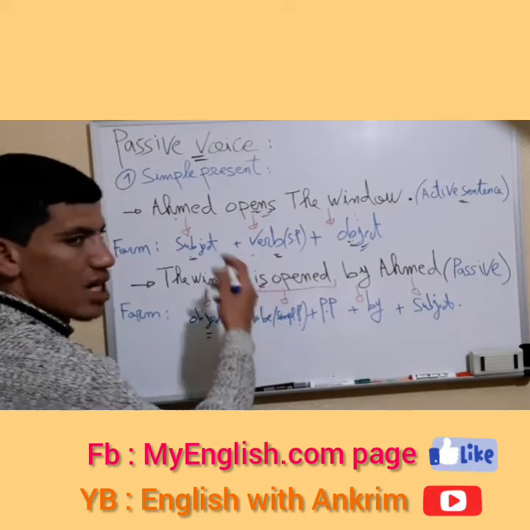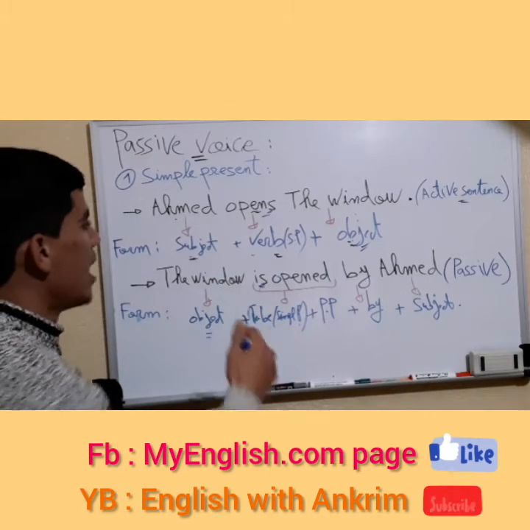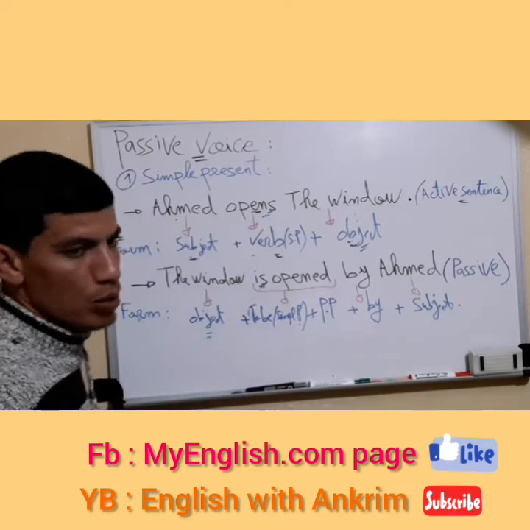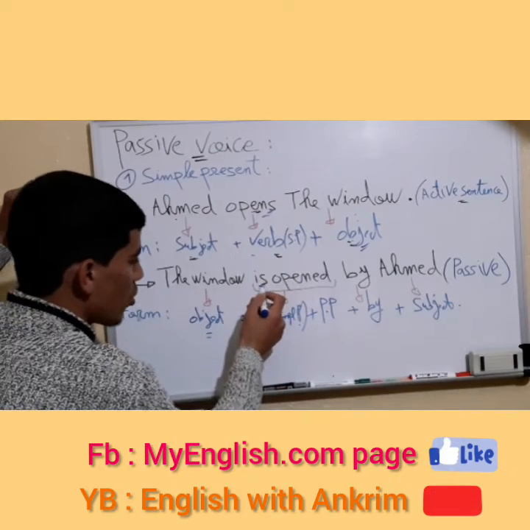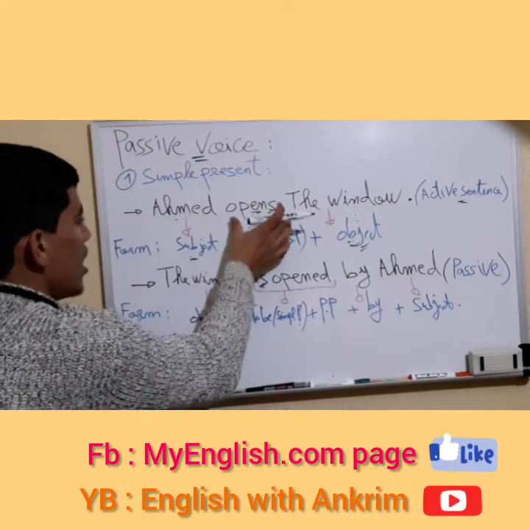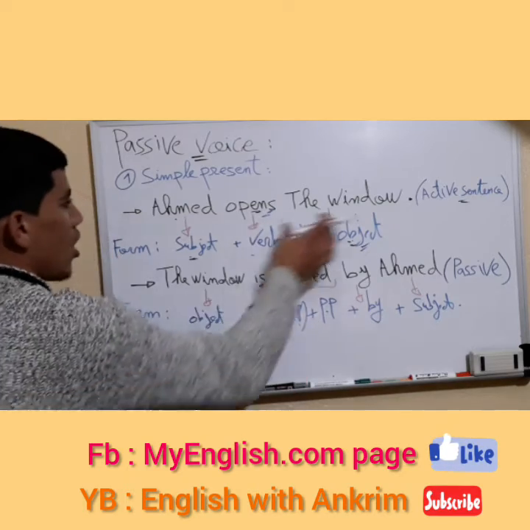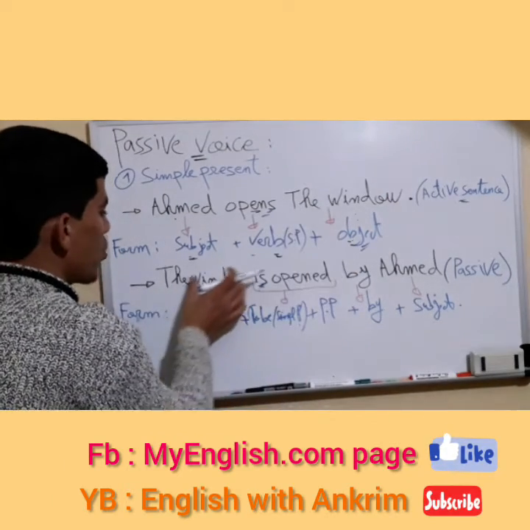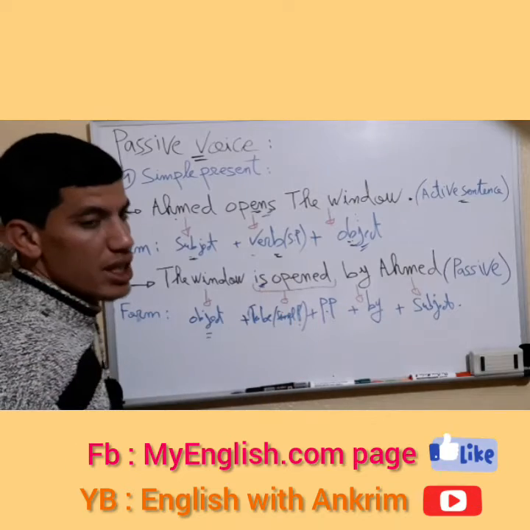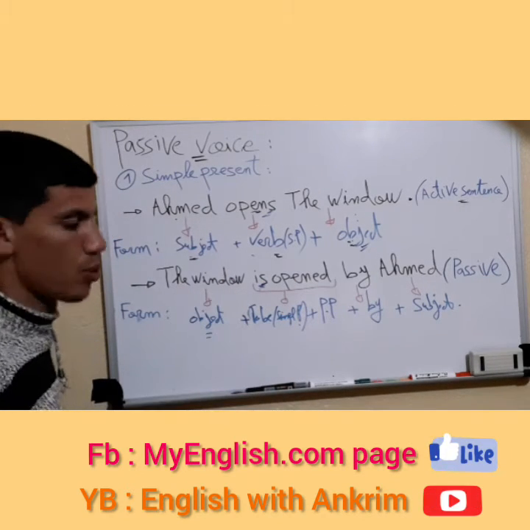Why did we not use "was" or "been", etc.? Because here we have the simple present, and the verb to be in the simple present is "is" or "are", depending on what we have. Okay, "is" or "are" — it depends. If we have a plural object, for example "the windows", we use "are" because it's plural.